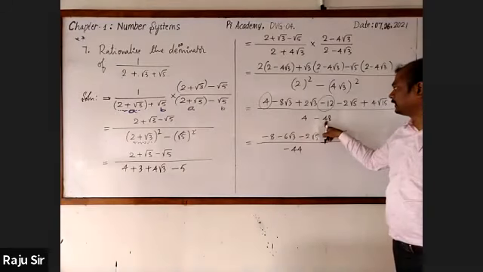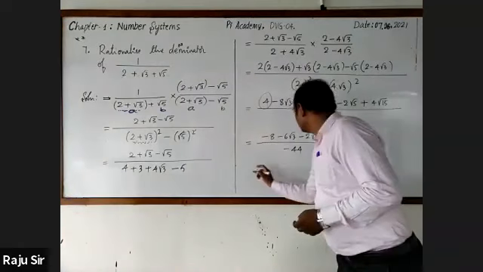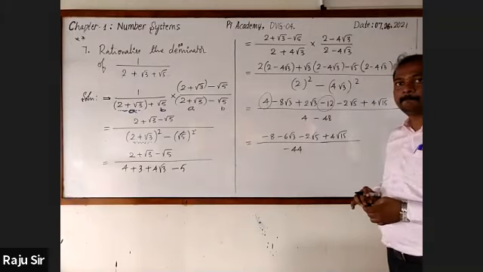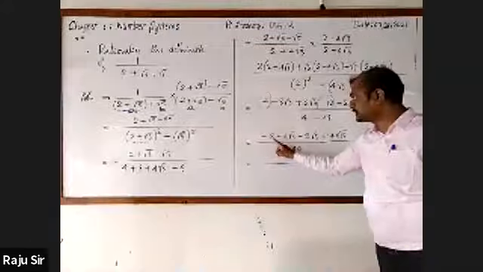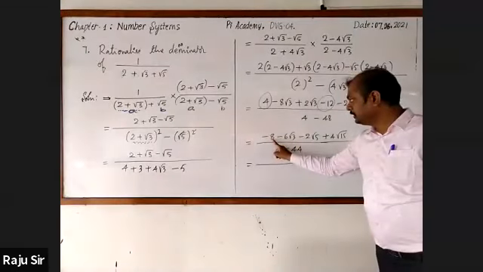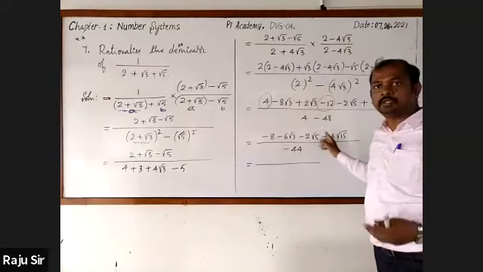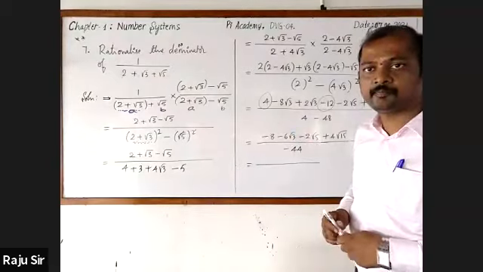Divided by 4 minus 48, which is minus 44. Can it be simplified further? No, sir. It is enough, sir. The reason is you can take out a common factor. You know, 8, 6, 2, 4, they are all the multiples of 2. Can we take 2 as common factor? Yes, sir.